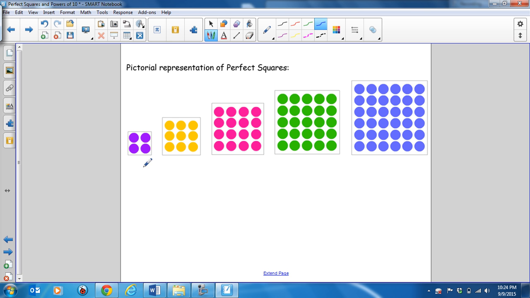Alright, here are some more pictures of different representations. This would be a 2 by 2, and it has an area of 4. This one's 3 times 3, has an area of 9. 4 times 4, 16. 5 times 5, 25. 6 times 6, 36.